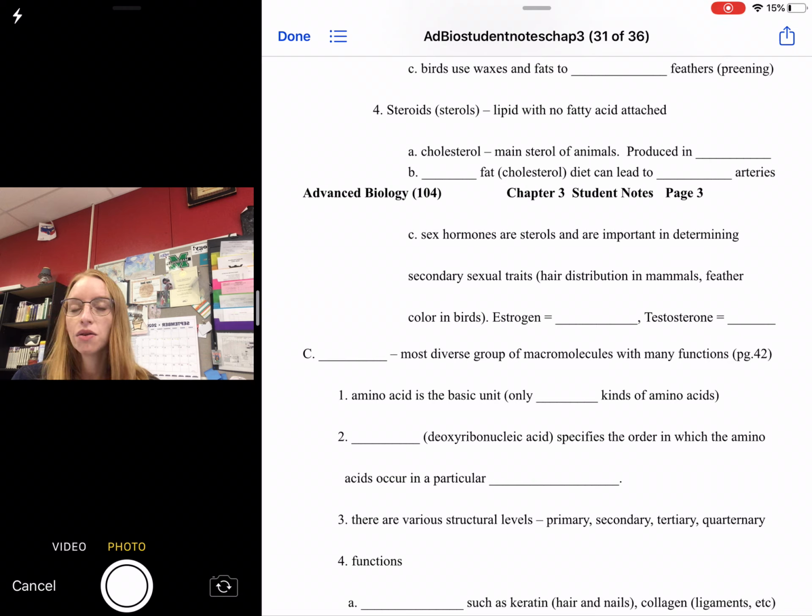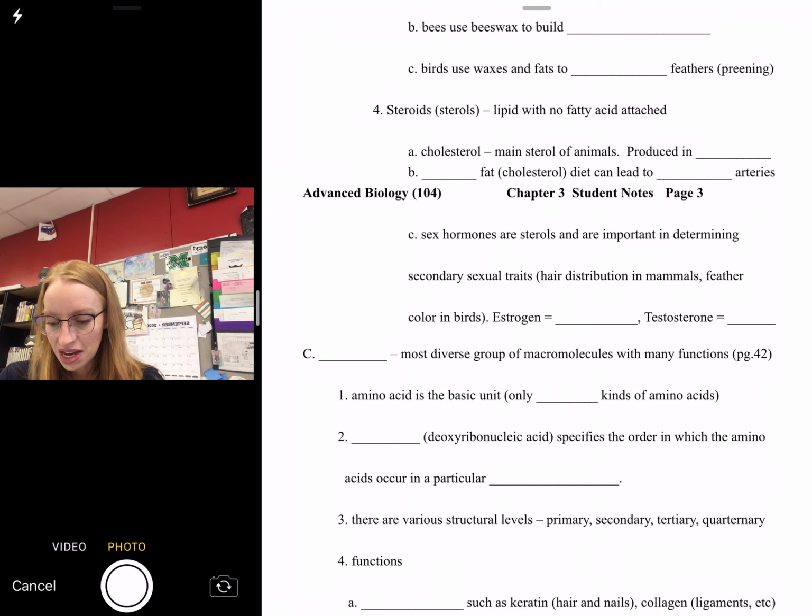Also, you have sex hormones, which are steroids as well. And they're important in determining your secondary sexual characteristics. So in different times in your life, like during embryonic development and again during puberty, you will have surges of estrogen or testosterone in your body, and that helps to build those secondary sex characteristics. So estrogen is found in the female, and also in the male, but not as much. And testosterone is found mostly in males, although females also have that secondary sex hormone as well. So the next one will be proteins.